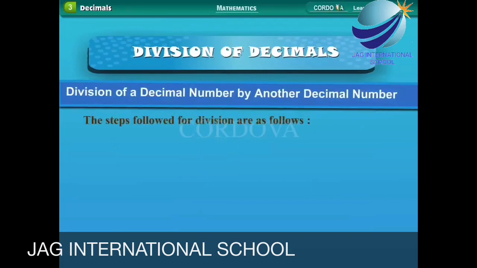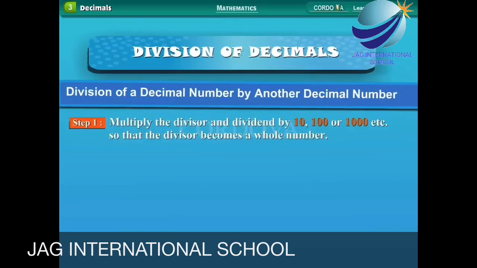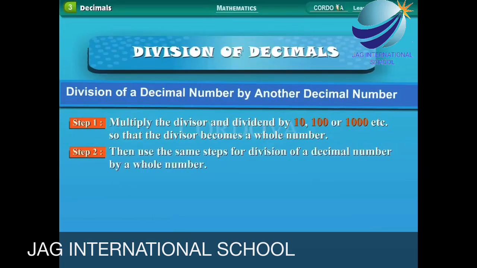Division of a decimal number by another decimal number. The steps followed for division are as follows. Step 1. Multiply the divisor and dividend by 10, 100 or 1000, etc. so that the divisor becomes a whole number. Step 2. Then use the same steps for division of a decimal number by a whole number. Let us take some examples to understand it further.